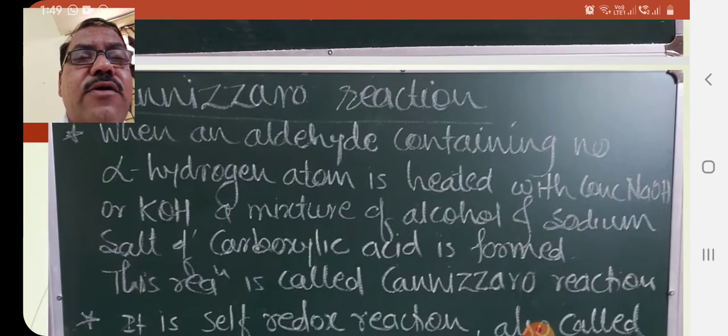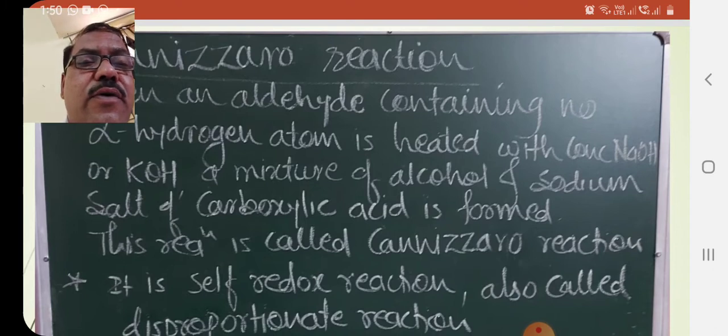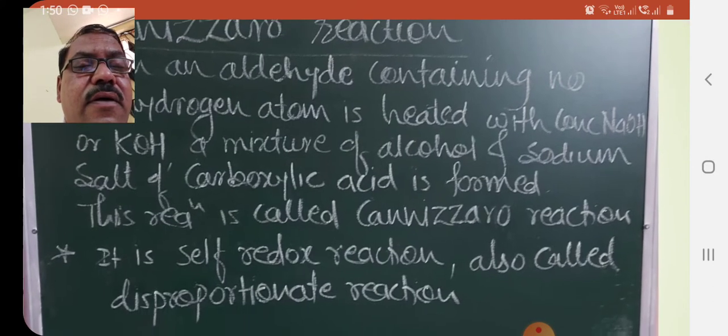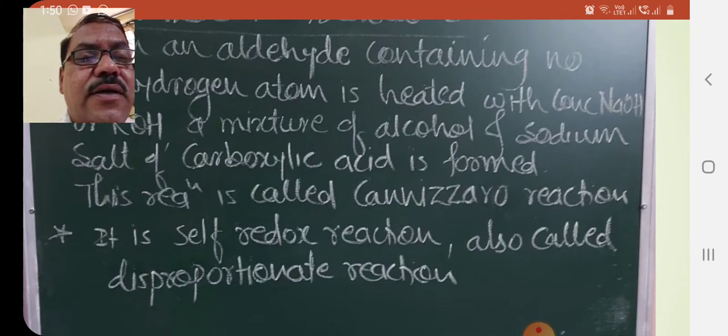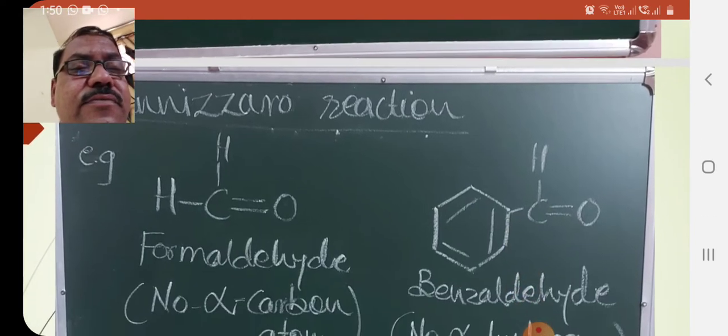The second reaction is the Cannizzaro reaction. When an aldehyde which does not contain an alpha hydrogen atom is heated with concentrated NaOH or KOH, this reaction is called the Cannizzaro reaction. In this reaction, a mixture of alcohol and the sodium salt of a carboxylic acid is formed. It is a self-redox reaction, also called a disproportionation reaction. Why is it called self-redox? Because two molecules of aldehyde react in such a way that one molecule undergoes reduction and another molecule undergoes oxidation, and therefore this reaction is called a redox reaction.